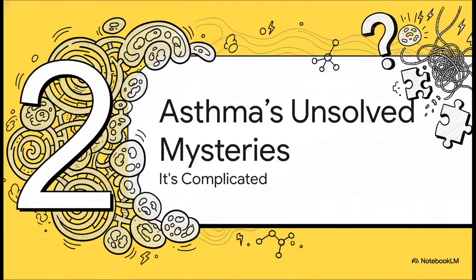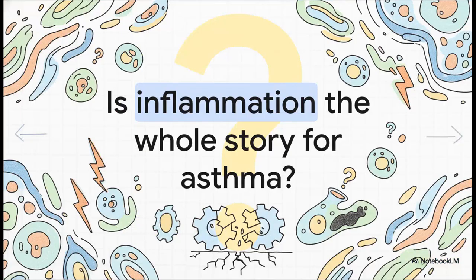But this is where the plot thickens. Because if it was really all just about that first wave of inflammation, we would have solved asthma by now. And we absolutely haven't. Turns out, that classic model, as good as it is, just doesn't explain some of the most stubborn and, frankly, damaging parts of the disease. It leaves some huge questions unanswered.